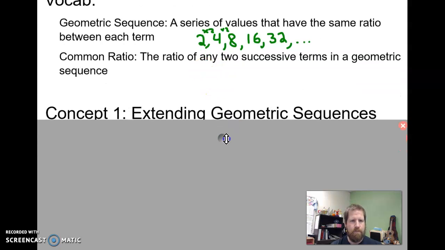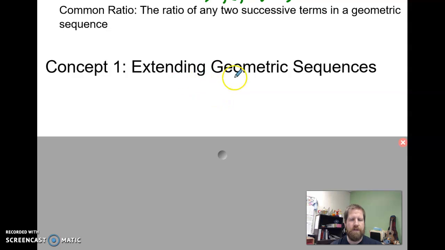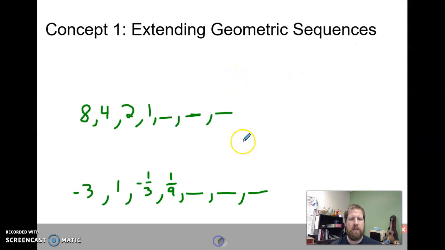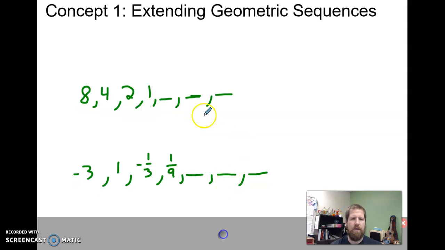All right? So our first concept is extending geometric sequences. So we're just looking at filling in those next three terms. Okay? And to do that, we've got to find that common ratio. Okay? So we are looking at our terms, and we're basically going to be putting them in a fraction. Okay? Make a ratio out of them.